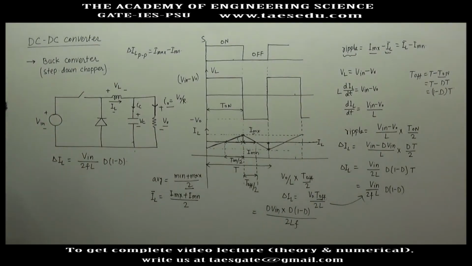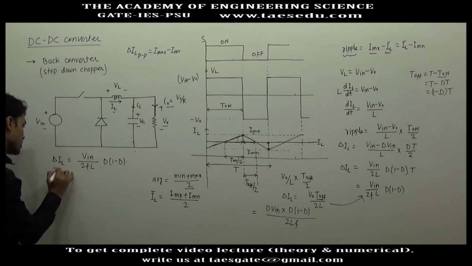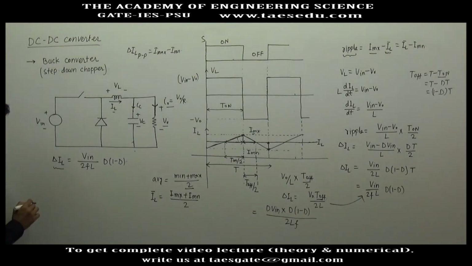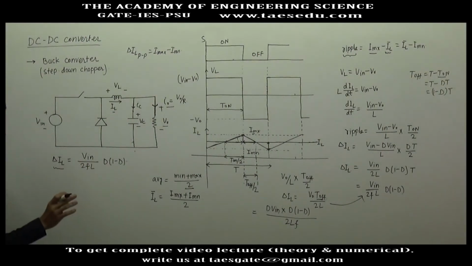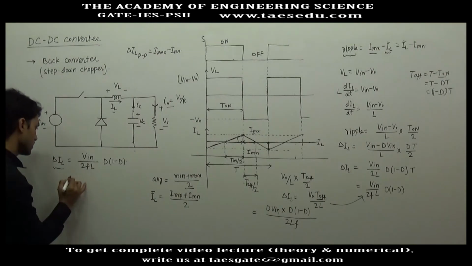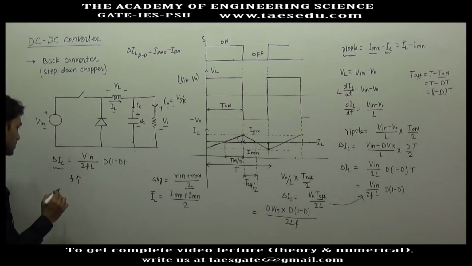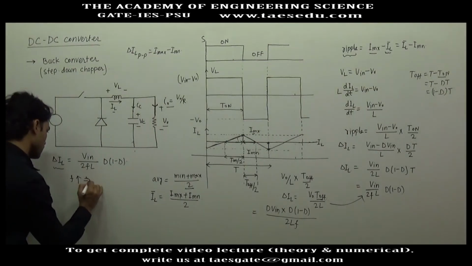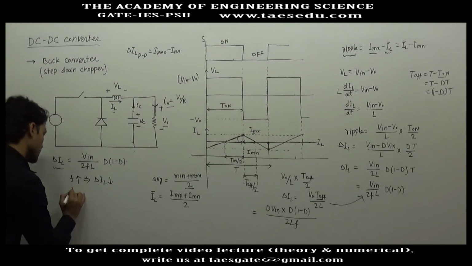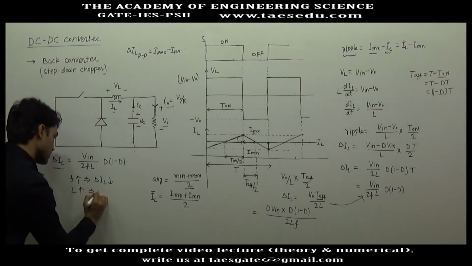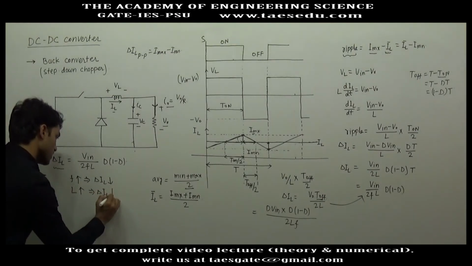In the converter circuit, we want this ripple to be minimum. So if everything is constant and you increase the switching frequency, what will happen? Ripple will decrease. If you increase inductance, in this case also ripple will decrease.